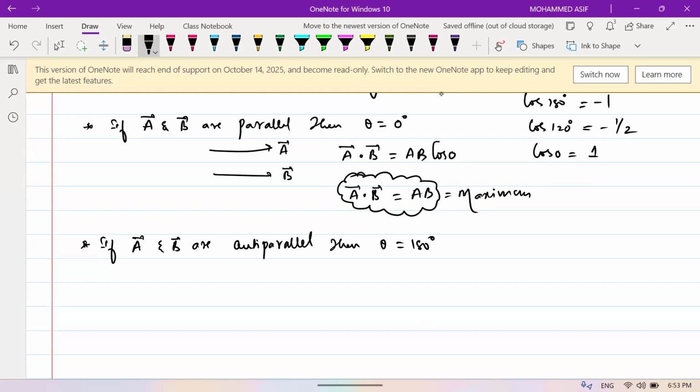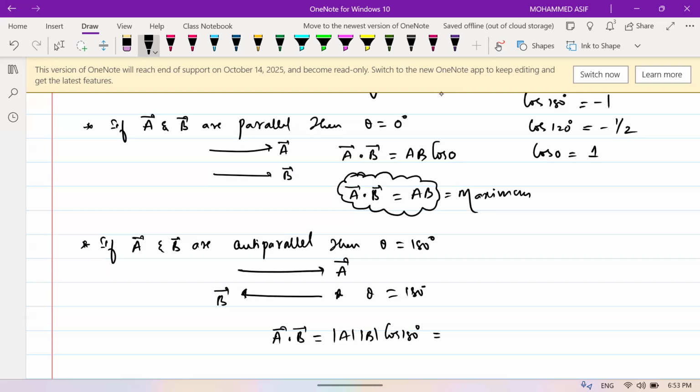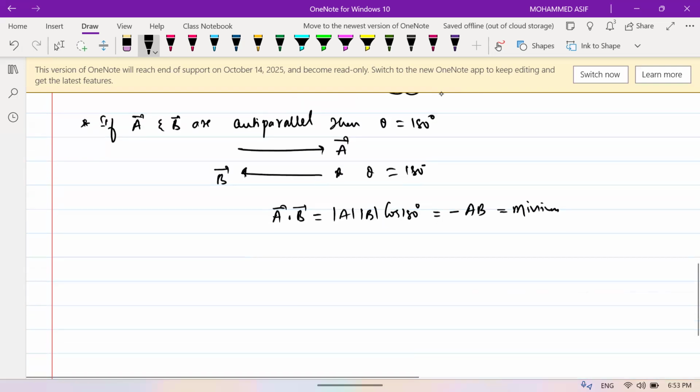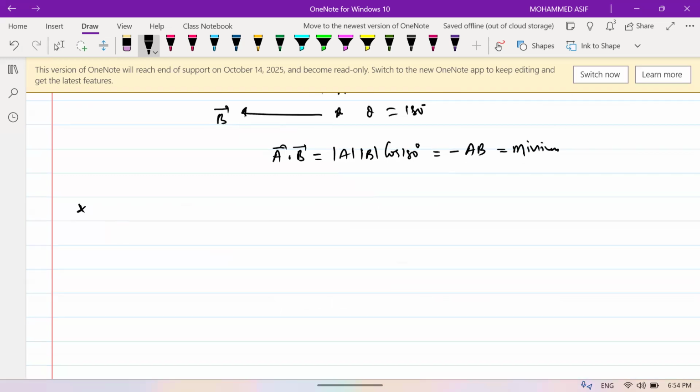180 degrees is the negative. This is the vector A bar and this is the vector B bar. Angle between them is how much for me? Theta is equal to 180. So if theta is equal to 180, A bar dot B bar is equal to mod A mod B into cos 180. Cos 180 is minus 1, so it is minus AB. This will be the minimum. Am I clear? Yes, sir.